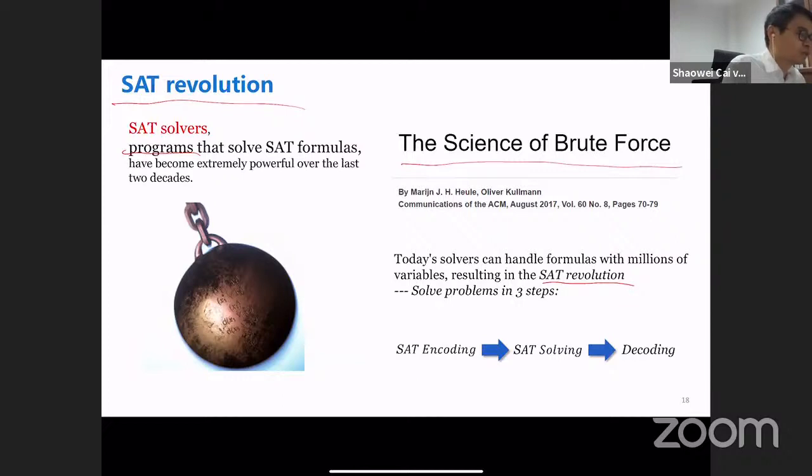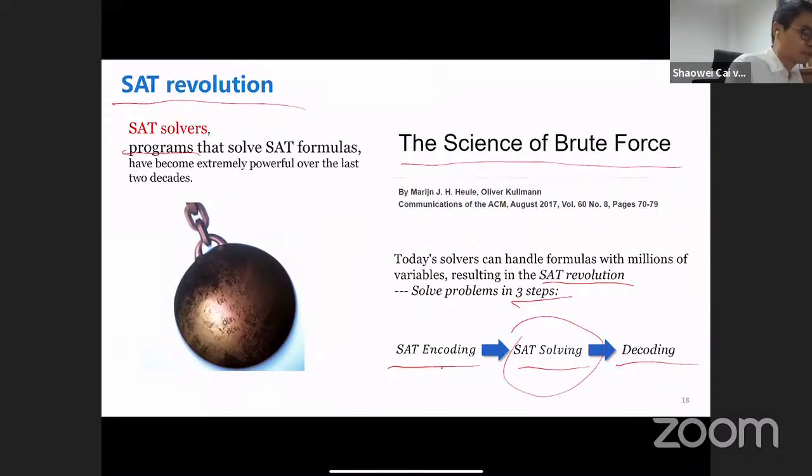When we face a new problem, we can tackle it in 3 steps: first SAT encoding, then SAT solving, and then decoding. If we just cared about solving the problem, we wouldn't even want to open the solver. So the first part we need to do is the SAT encoding.